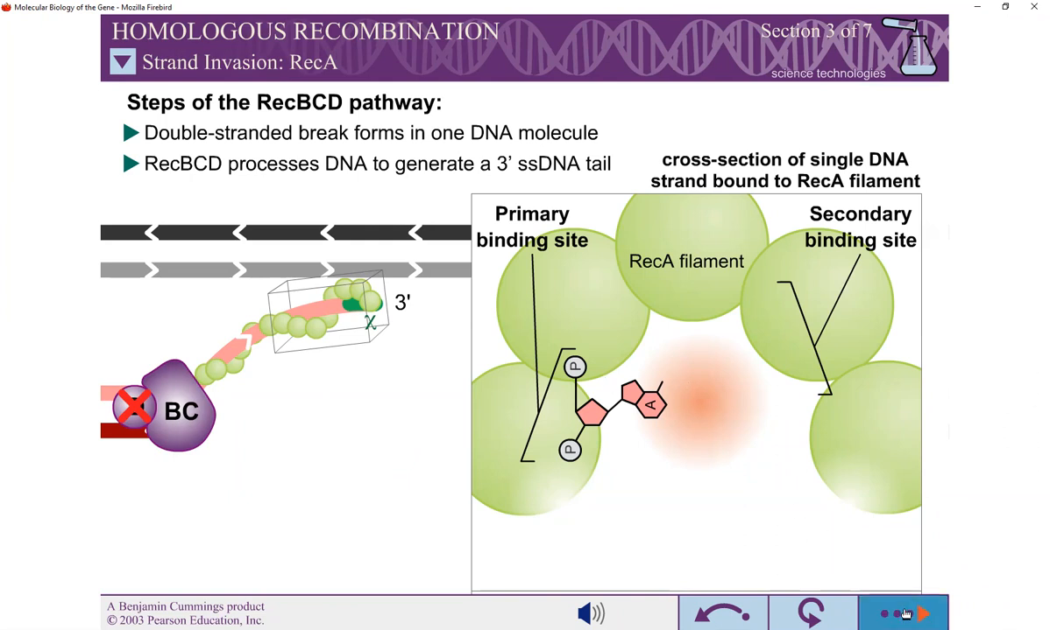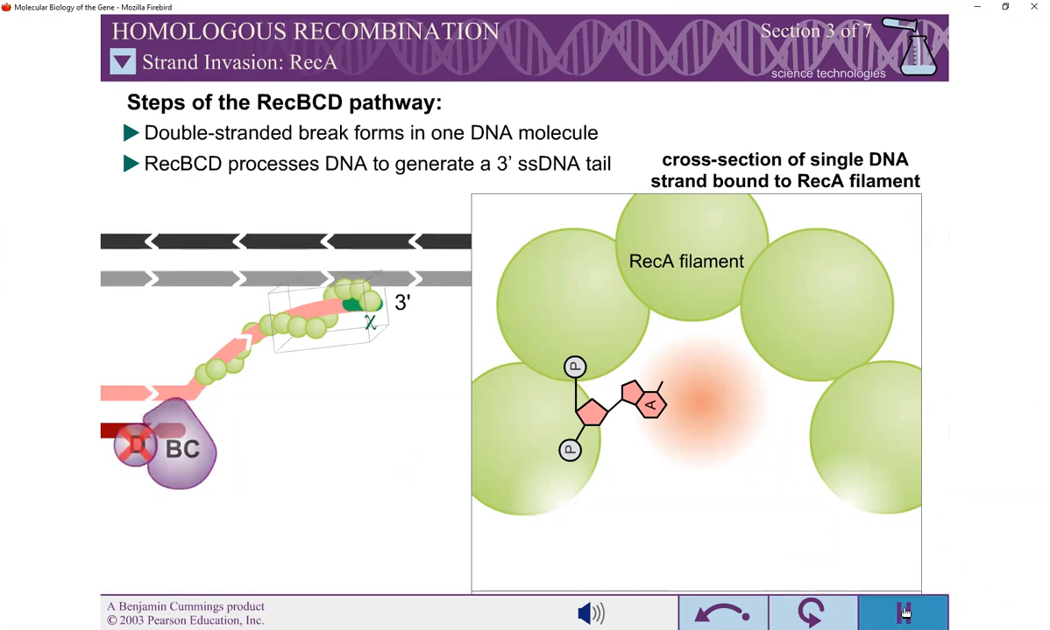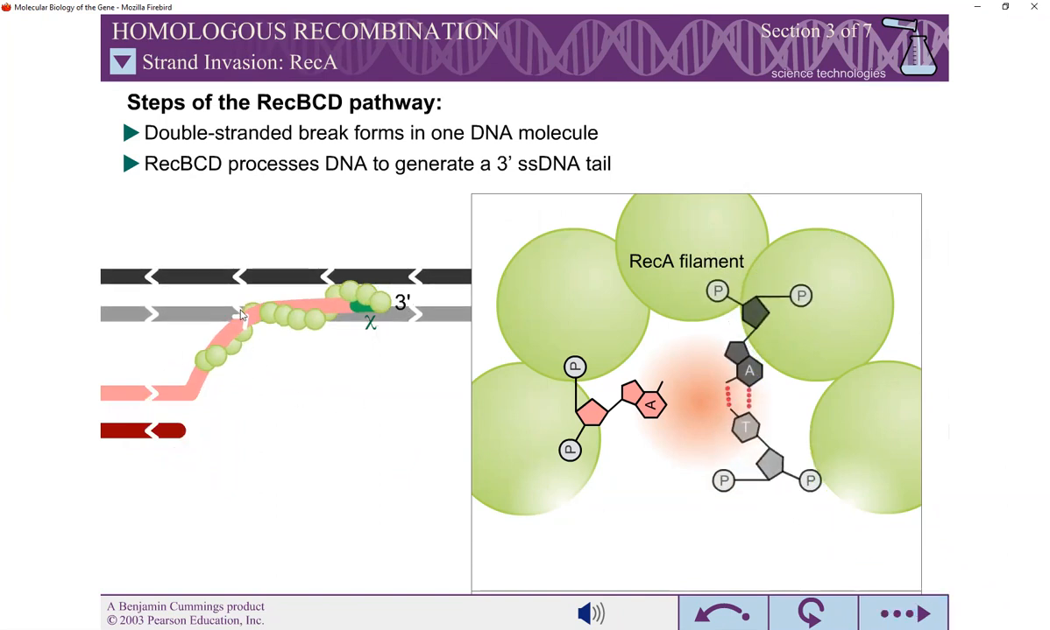There are two binding sites: a primary binding site and a secondary binding site. Now RecA will scan along the complementary DNA molecule and will try to form bonds with the adjacent nucleotide. When a complementary nucleotide is reached, the RecA protein will lead to the formation of bonds between the invading strand and the pre-existing strand.